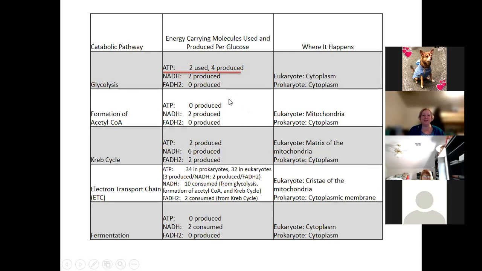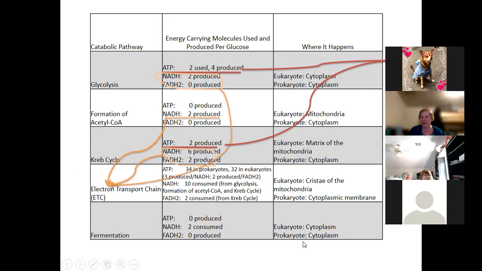Just to remind you, the ATP that's produced in glycolysis and in the Krebs cycle can go off and be used immediately. The NADH produced in glycolysis, the NADH produced in the intermediate step, and the NADH and FADH2 produced in the Krebs cycle go to the electron transport chain, where we use them to pump hydrogens to the other side of a membrane so that ATP synthase can let the hydrogens in and we can make some ATP.